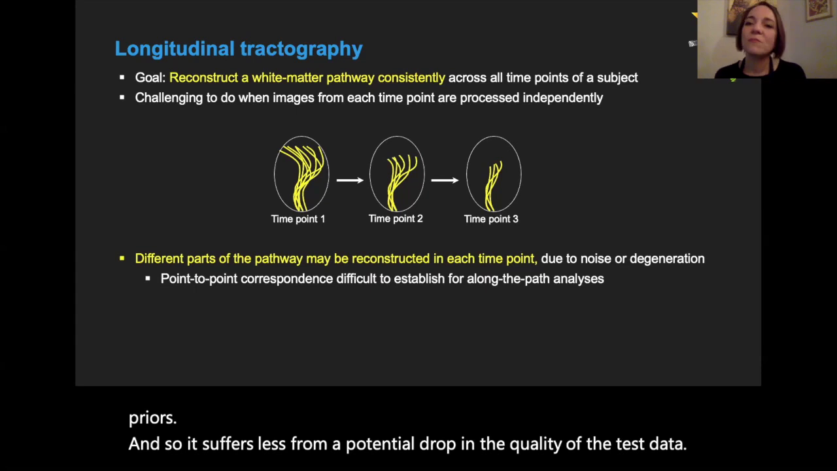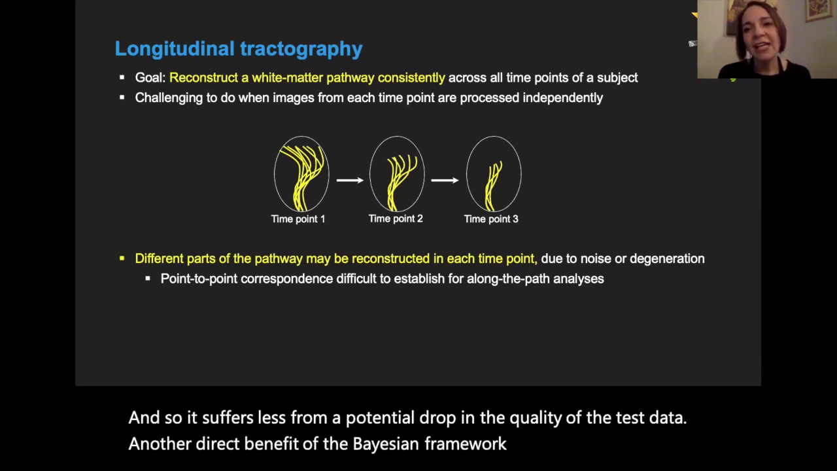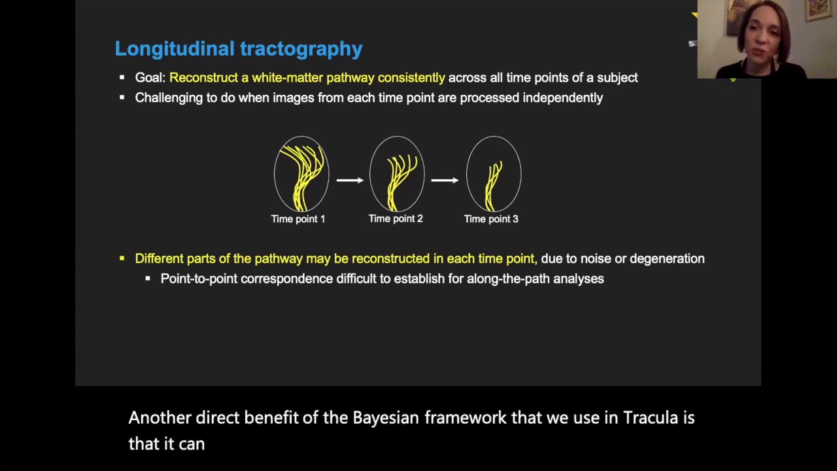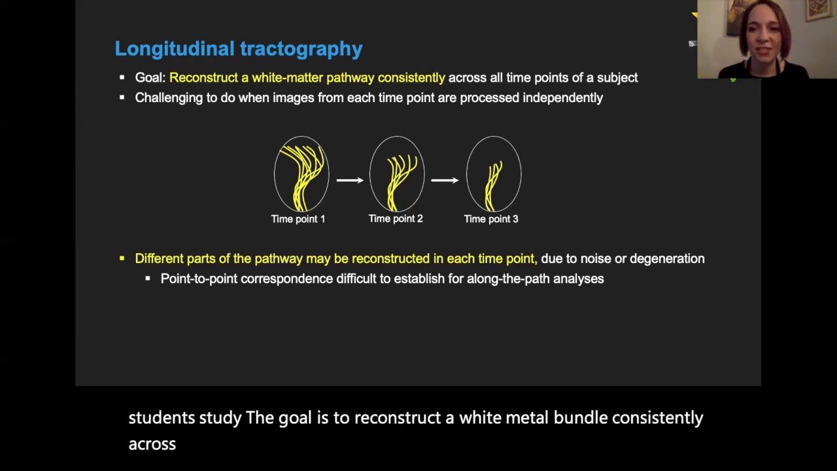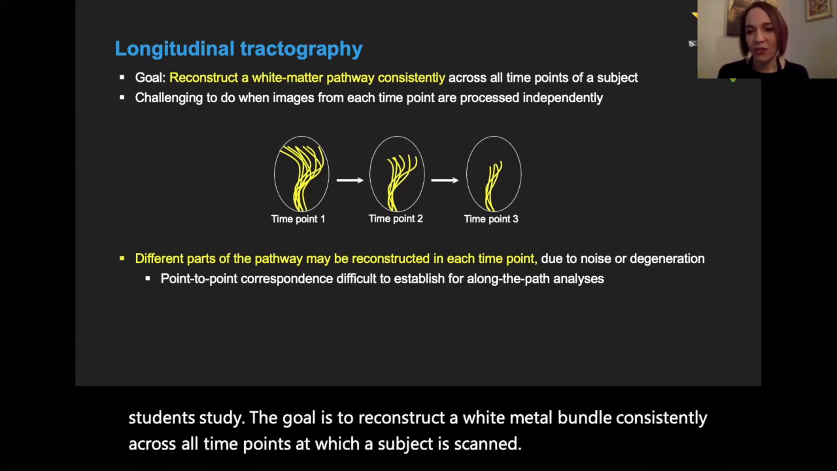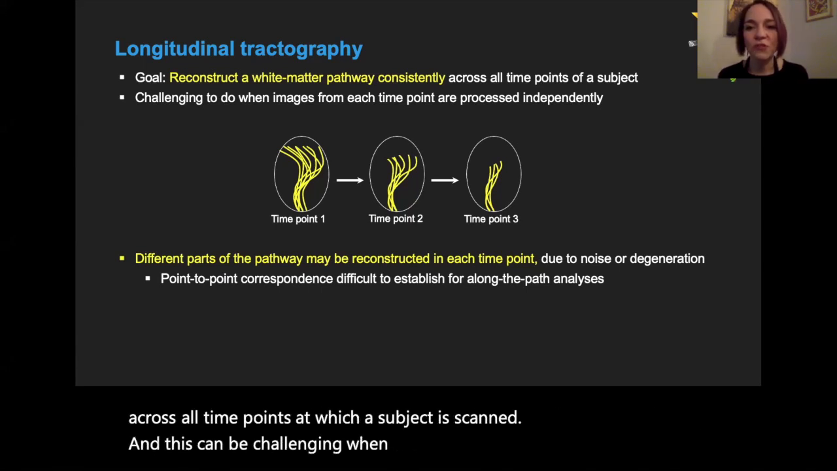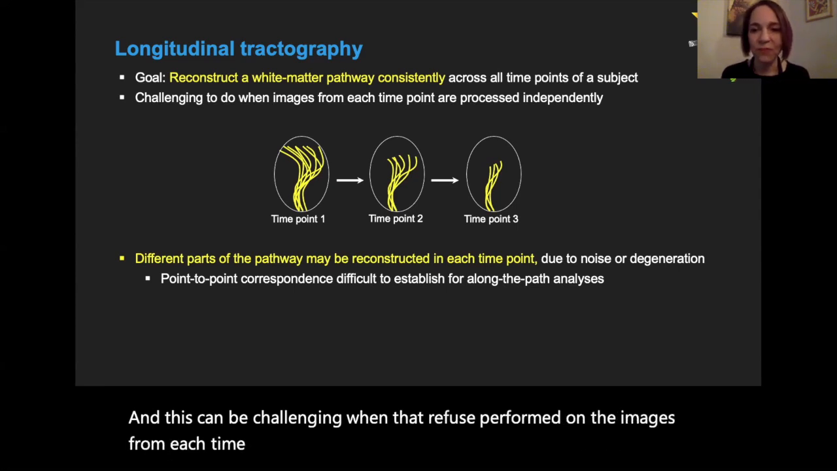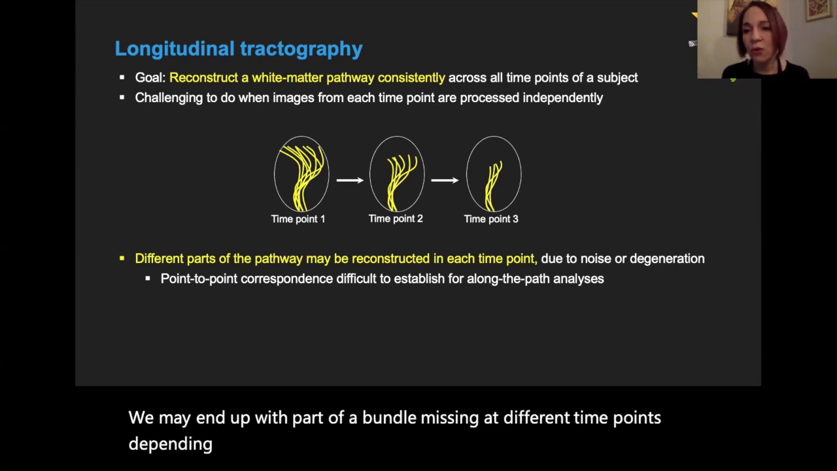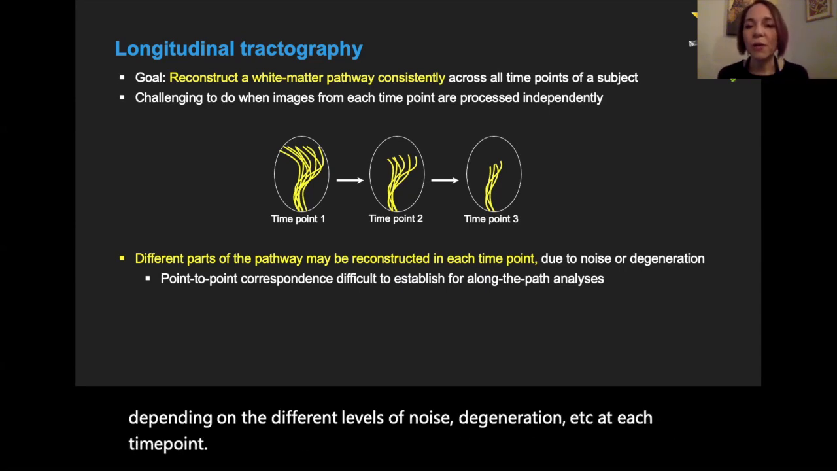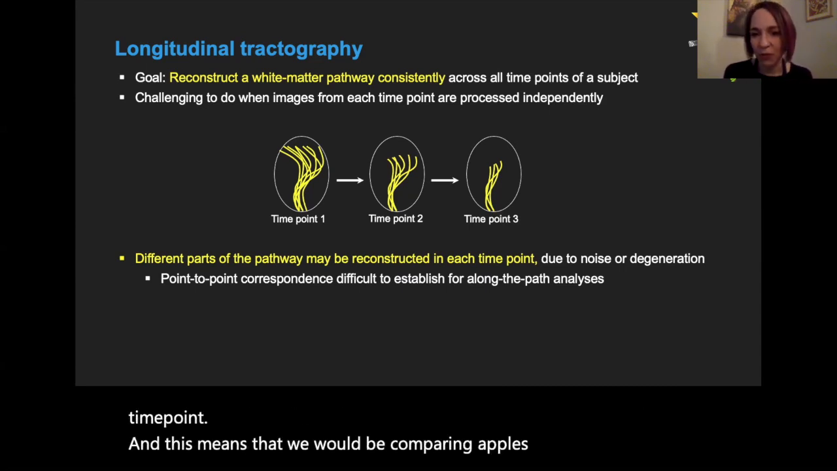Another direct benefit of the Bayesian framework that we use in TRACULA is that it can be readily extended to model longitudinal data. In a longitudinal study, the goal is to reconstruct a white matter bundle consistently across all time points at which a subject is scanned. And this can be challenging when the tractography is performed on the images from each time point separately. We may end up with part of a bundle missing at different time points, depending on the different levels of noise, degeneration, et cetera, at each time point. And this means that we would be comparing apples and oranges across the different time points.